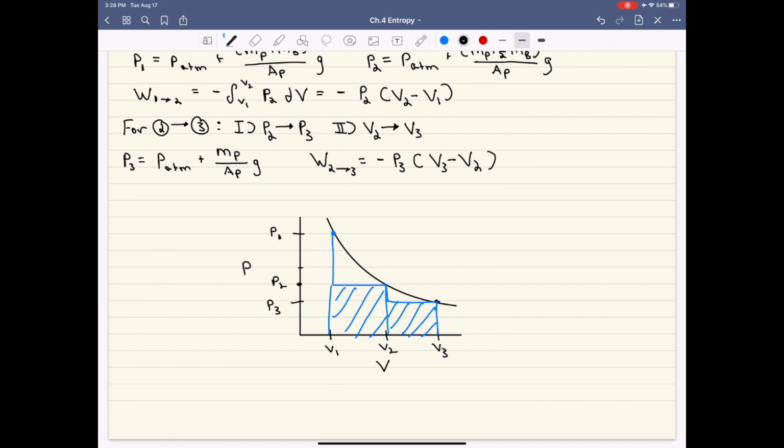if we go from 1 to 3 entirely, is just going to be the sum of the work going from states 1 to 2 and then states 2 to 3. So we write it out like this. And I'm going to move this to the left so we have a little bit more room. We could actually plug in for the pressures that we calculated. P_atm plus mP. And we're going to rearrange the equation slightly.